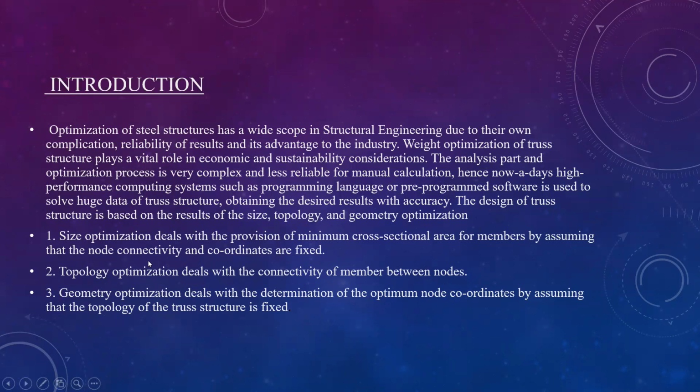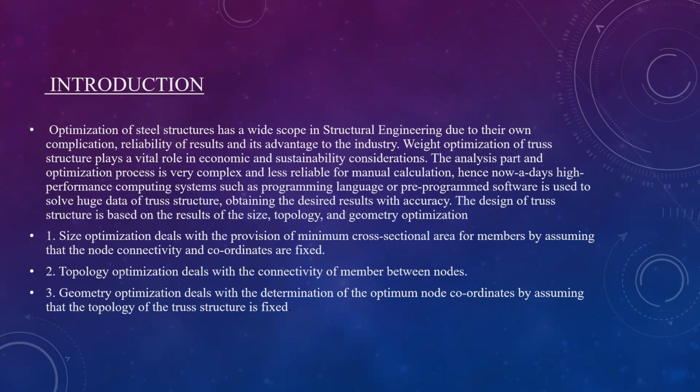So, coming to the introduction of our topic, optimization of steel structures has a wide scope in structural engineering, due to their own complication, reliability of results and its advantages to the industry. Weight optimization of truss structure plays a vital role in economic and sustainability considerations. The analysis part and the optimization process is very complex and less reliable for manual calculations.